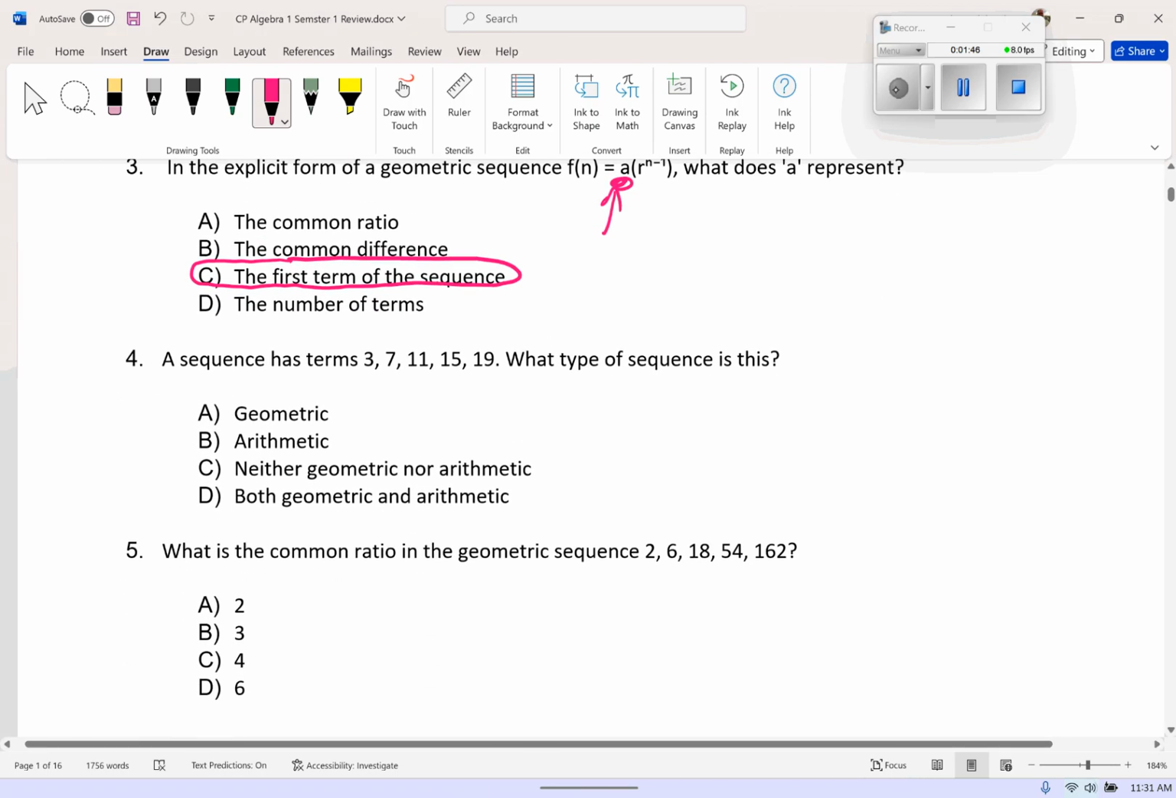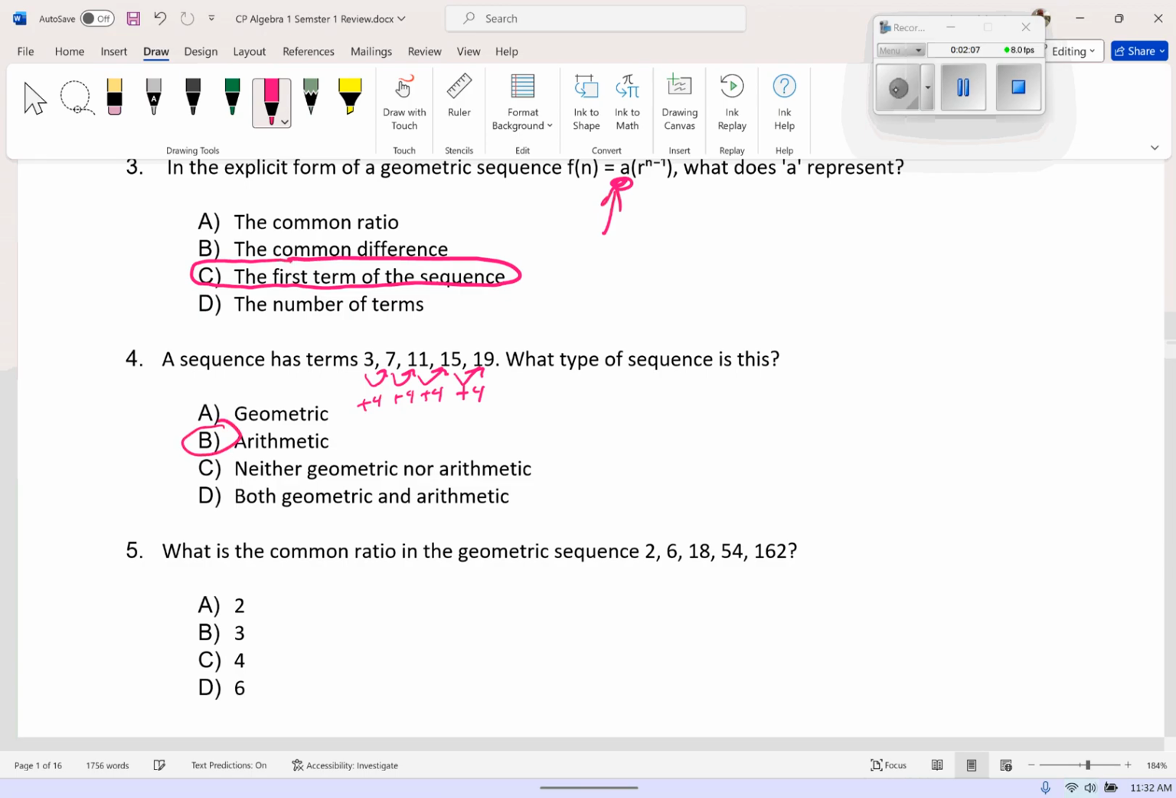Number 4, the sequence has these terms: 3, 7, 11, 15, and 19. What type of sequence is it? Well, we have to ask, are we multiplying to get to the next number? Are we dividing? Or are we just adding 4 each time? I think we're adding 4 each time. If I do that, it's got to be arithmetic, and it's the same each one. If it was like 4, 5, 6, then it would have been a neither. But this one's arithmetic because I'm adding the same common difference each time.